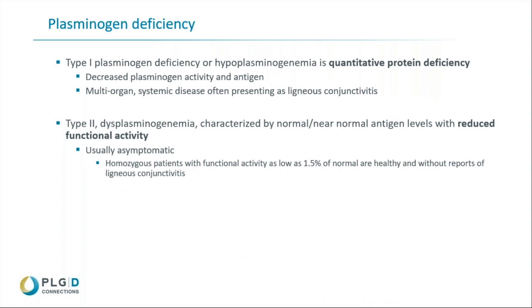There are two types of plasminogen deficiency. Type 1 plasminogen deficiency or hypoplasminogenemia is a quantitative protein deficiency with decreased plasminogen activity and decreased antigen. It is a multi-organ systemic disease, often presenting as ligneous conjunctivitis. Type 2, dysplasminogenemia, is characterized by normal or near normal antigen levels with reduced functional activity. Those patients are usually asymptomatic, even with very low activity level.